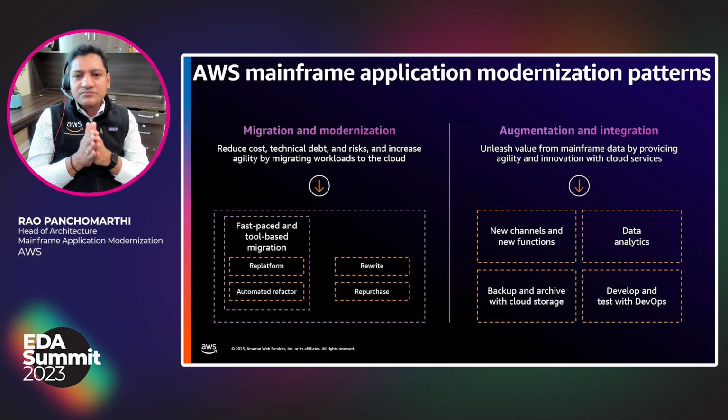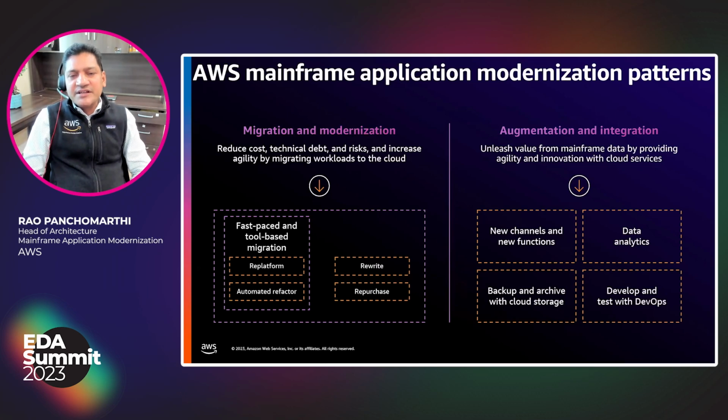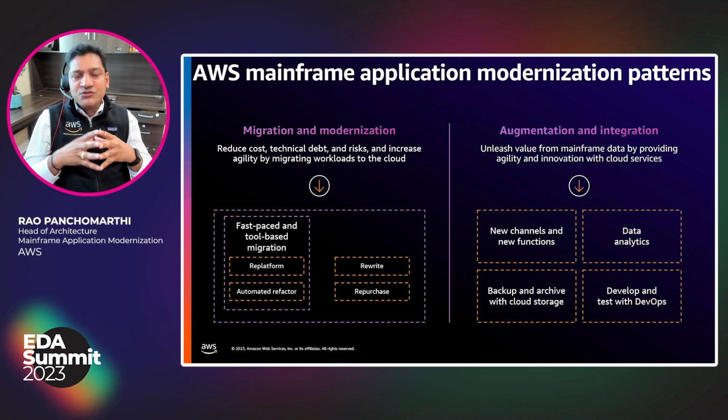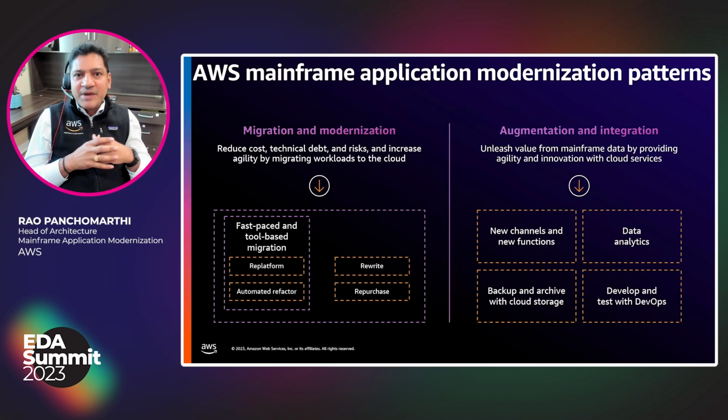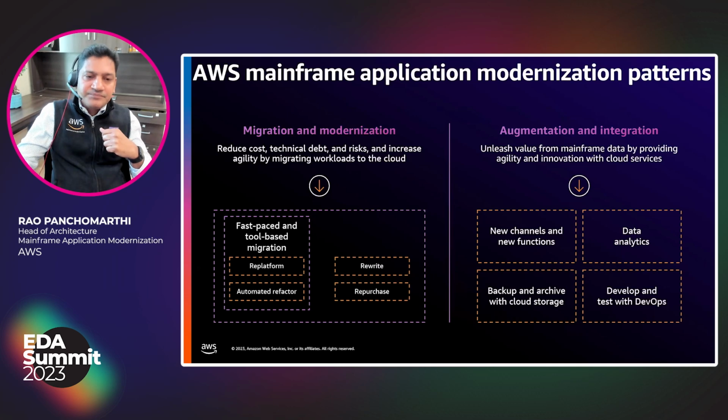with modernization. But when we talk about augmentation and integration, here you are migrating your data but through replication or file delivery. Once the data lands on a cloud platform, you can take advantage of analytics services like QuickSight, AI/ML using SageMaker, and start unleashing the value of data. Or you could build APIs and integrate them to new channels and new functions like web and mobile, and you could reduce your backup storage, or you could build DevOps functions using CI/CD pipelines. And customers are choosing different patterns depending on their business objectives. At AWS, we support all the patterns.